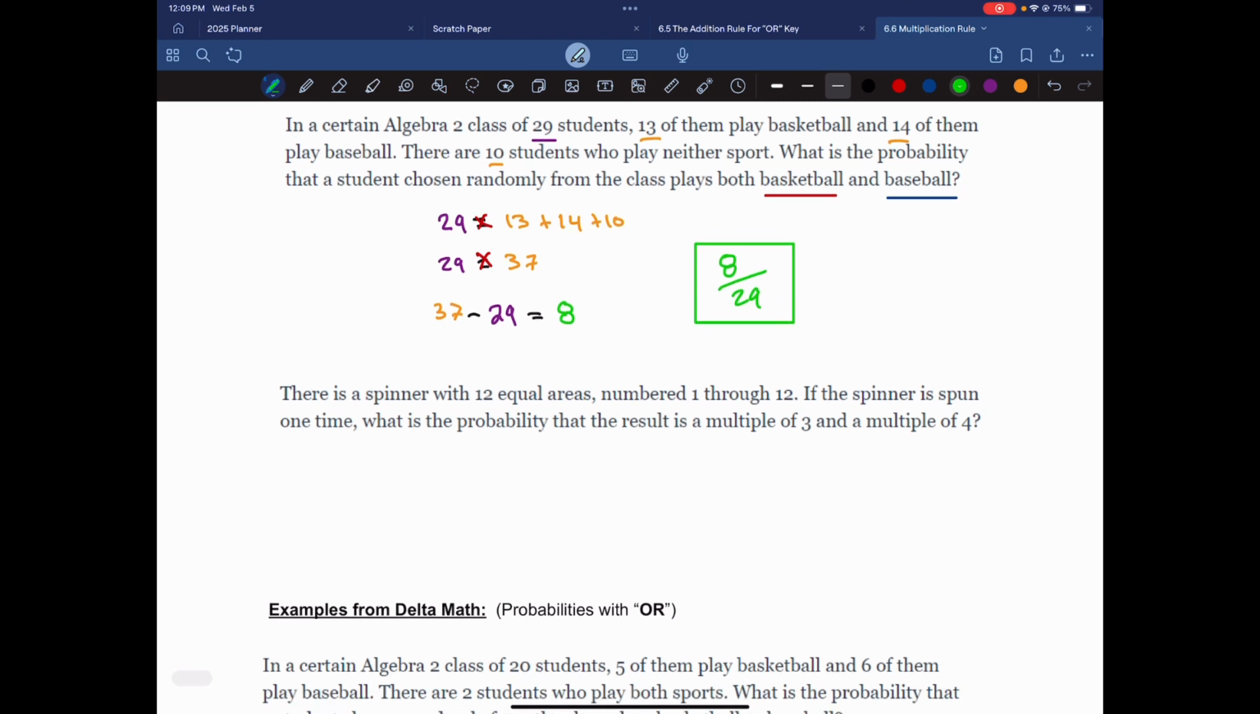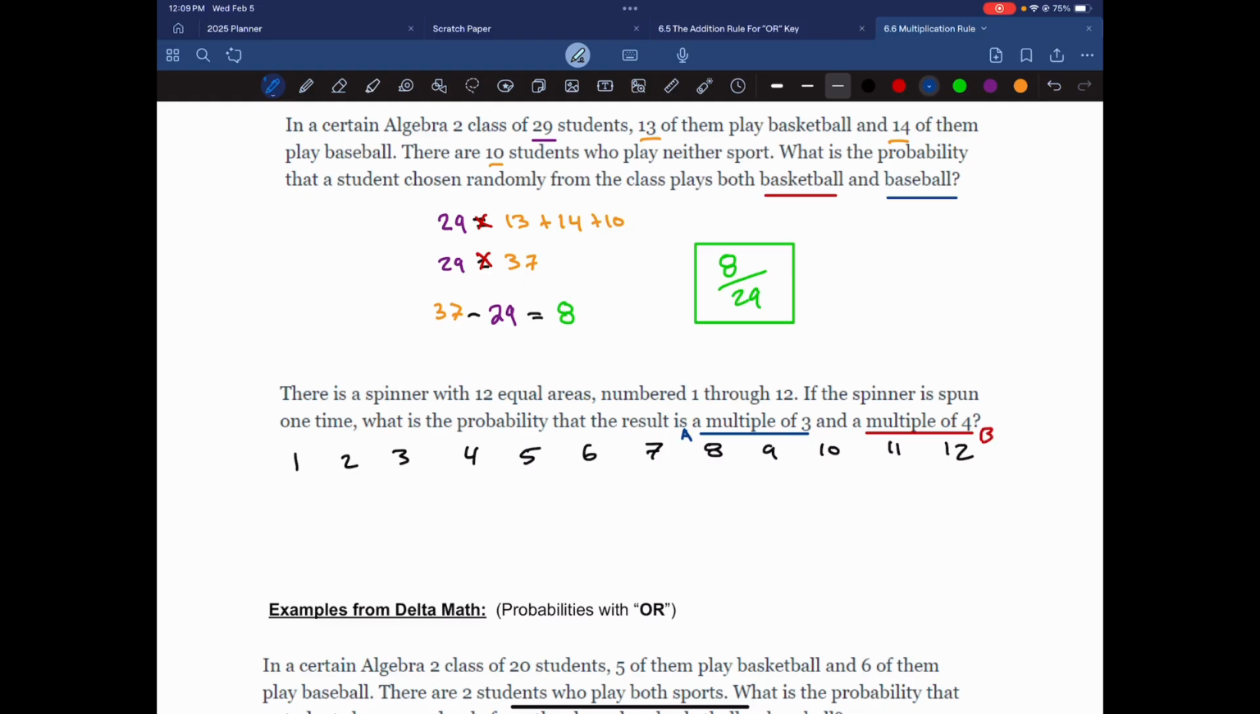Okay, there's a spinner with 12 equal areas numbered 1 through 12. If the spinner is spun one time, what is the probability that the result is a multiple of 3 and a multiple of 4? So I'm going to write down my numbers 1 through 12. Okay, and I'm looking for my multiples of 3 and my multiples of 4. So I'm going to label my multiples of 3 A and my multiples of 4 B.